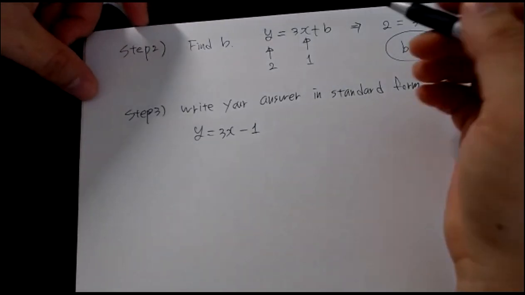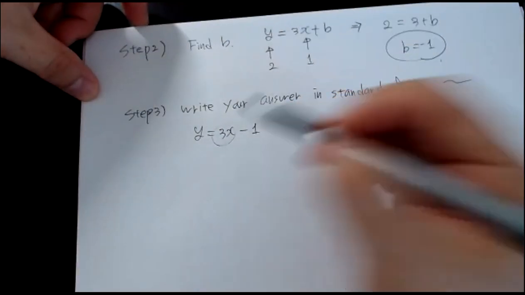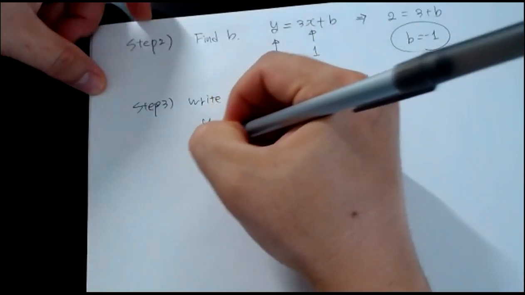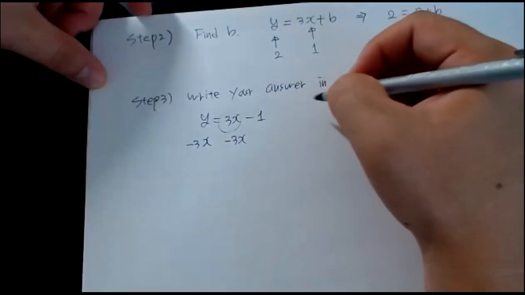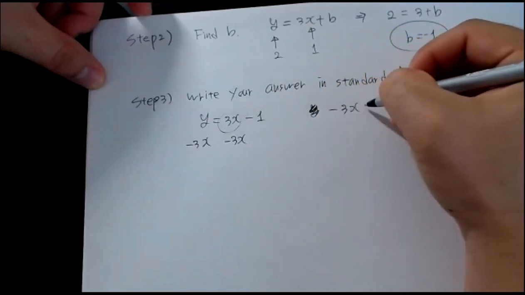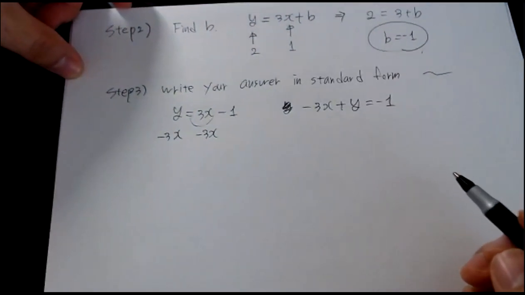So now I'm gonna subtract 3x to get the standard form. Okay. So negative 3x, negative 3x. So now we got negative 3x plus y is equal to negative 1. Okay.